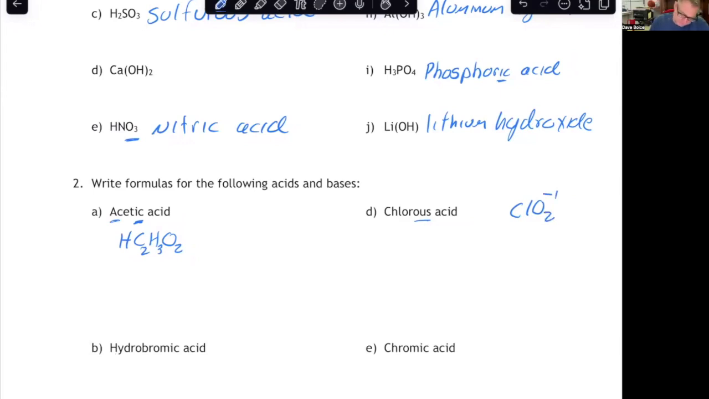Okay. Since that's a -1, we're going to put a single hydrogen with that, swap, drop, HClO2, and we're done.